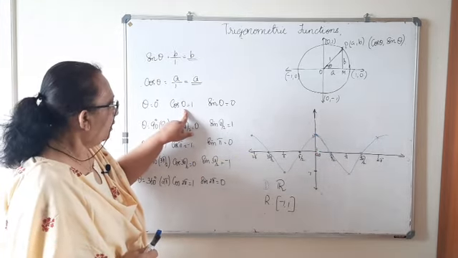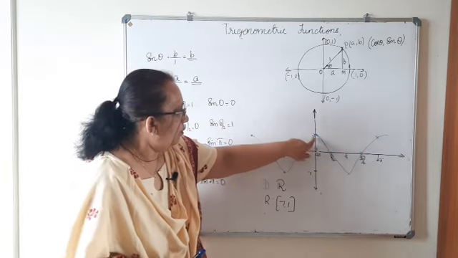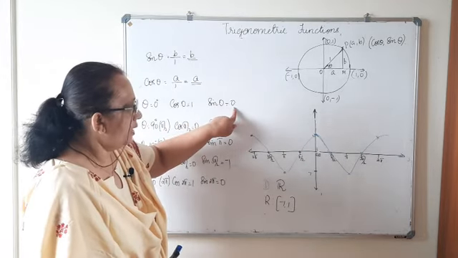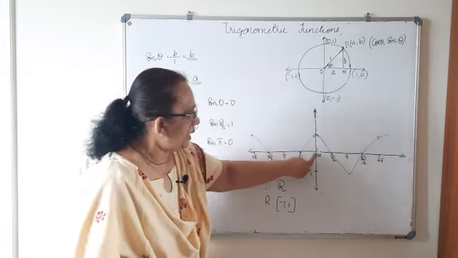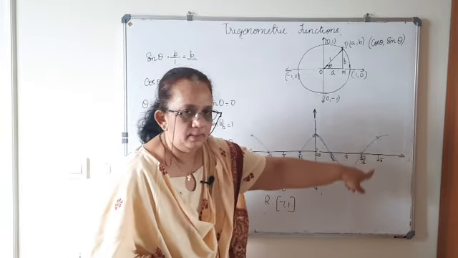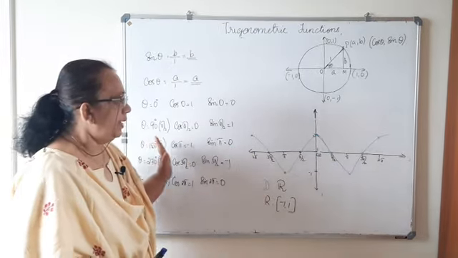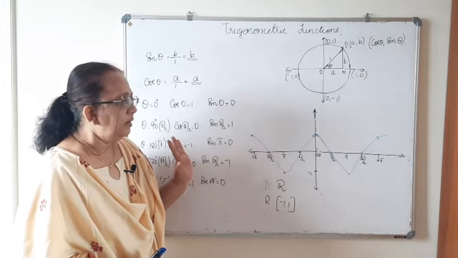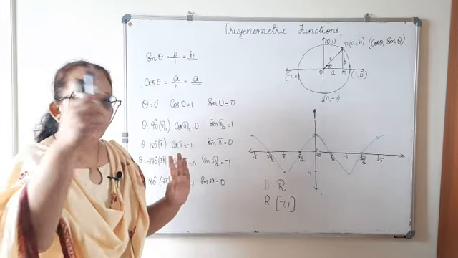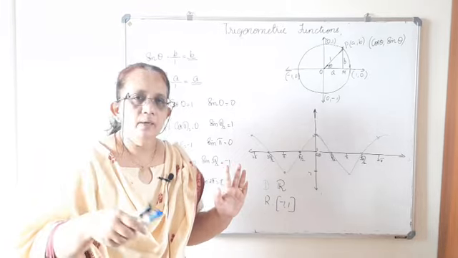Cos 0 is equal to 1, at the point (0, 1). Sin 0 is equal to 0. So it starts from here and it goes like this. So this is the difference between the sine function graph and the cos function graph. After 2 pi, again the same rotation goes on and on.